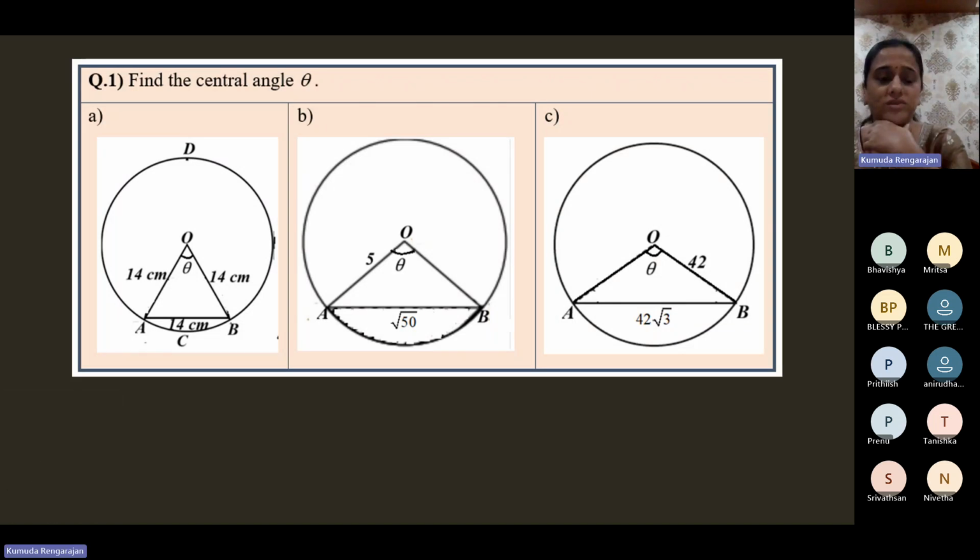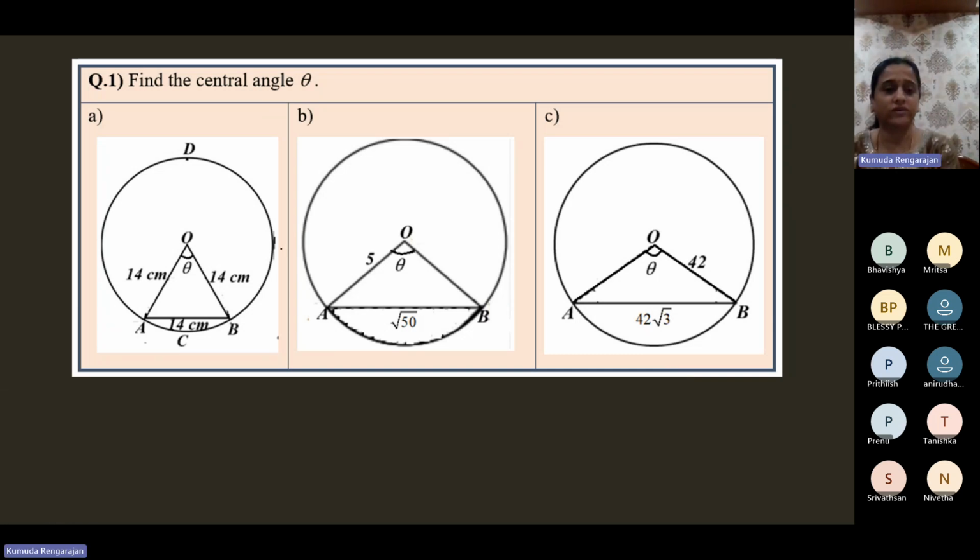Okay, so in this question, find the central angle theta. For those who did not attend the last one or two classes, we've started areas related to circles. I think this is the second or third session. Session 3. Okay, session 3 this is. Areas related to circles, session 3. So in this question, we have to find the central angle theta.